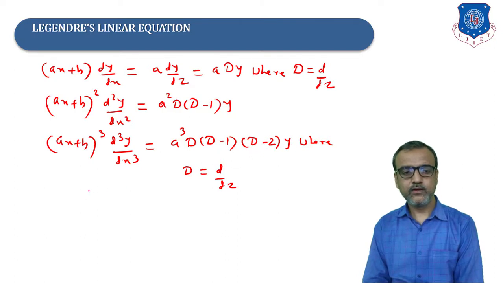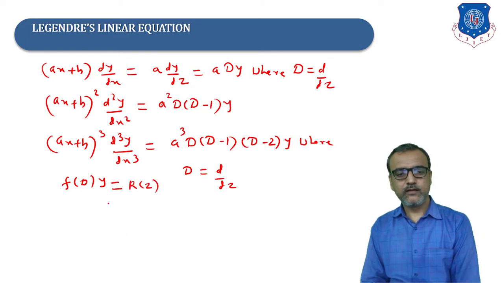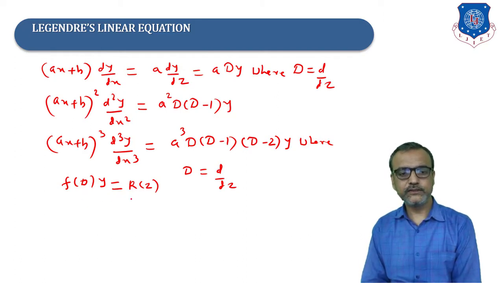After simplification you will get f(D)y = R(z). Now this is a linear differential equation with constant coefficients. Now you can solve this differential equation with the methods discussed with you. Now I will make you understand this concept with the help of an example.